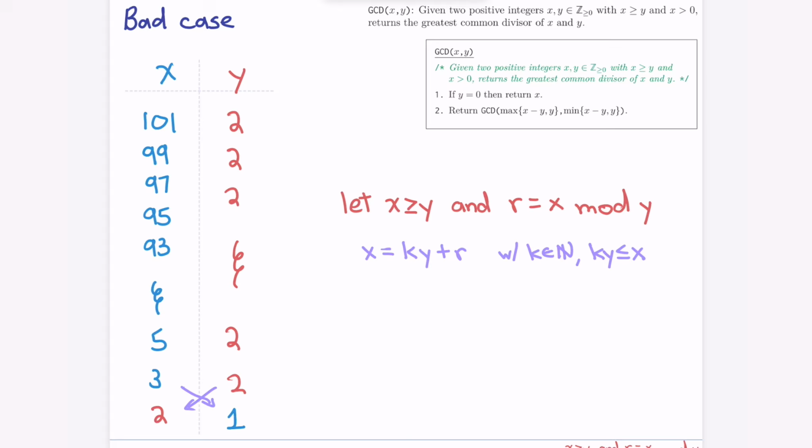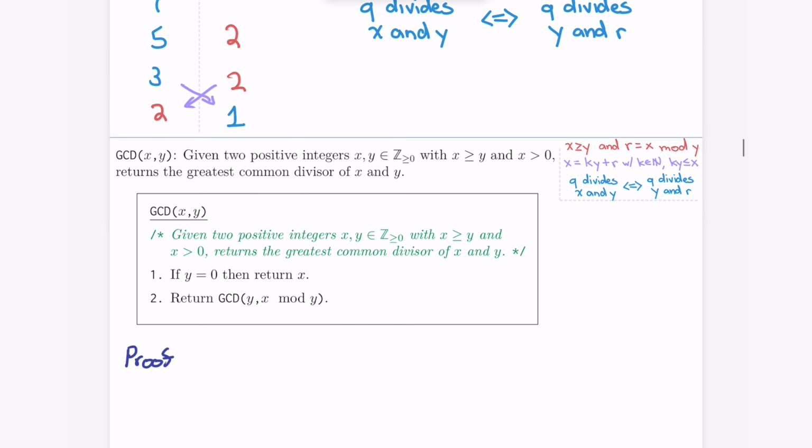So if x is 10y plus something that's smaller than y, some remainder r, I know that q divides x and y if and only if q divides y and r. Slightly more clever than Euclid's original observation. So let's work with that.